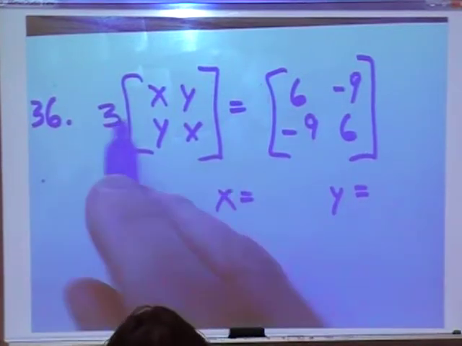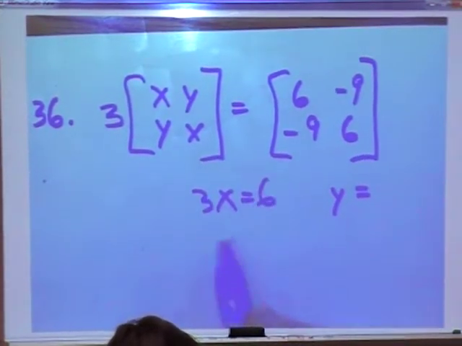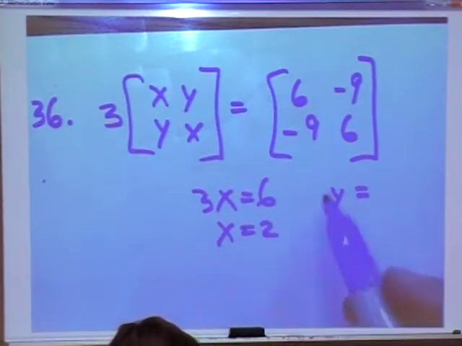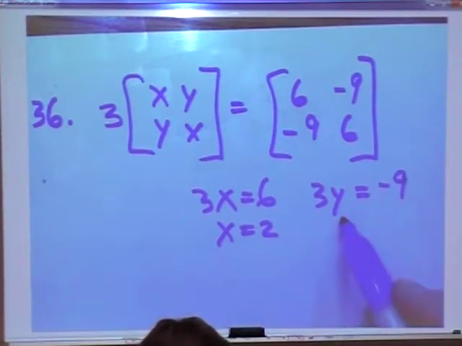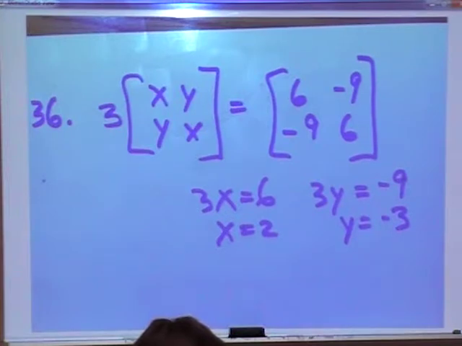So if you have to write down the calculations, do so. I'll write it down here. 3x should equal 6, so x equals 2. And 3y equals negative 9, so y equals negative 3. So if you have to write down the calculations, do so. The calculations will get more difficult, but shouldn't be anything you can't do. Okay? All right.